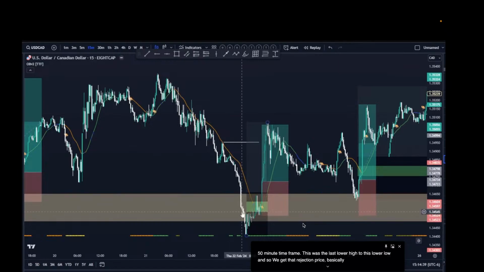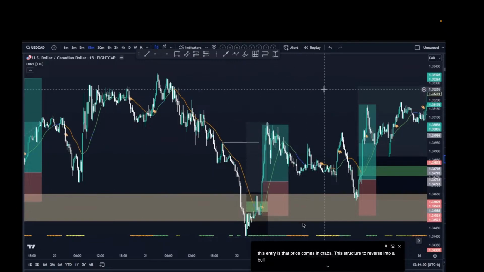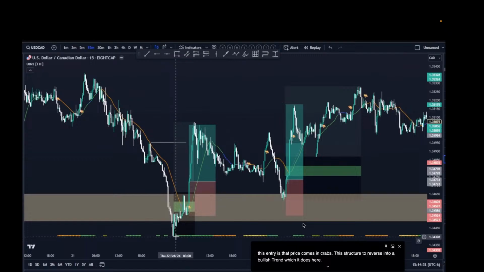Price basically respects the 4-hour optimal trade entry yet again. And what I would want to see before this entry is that price comes and grabs this structure to reverse into a bullish trend, which it does here. From that point, I'll draw a fib from the low to the high that broke this structure, as you could see here, and then wait for price to come at least to the 61, if not the 70, and reject off of that and close upwards.